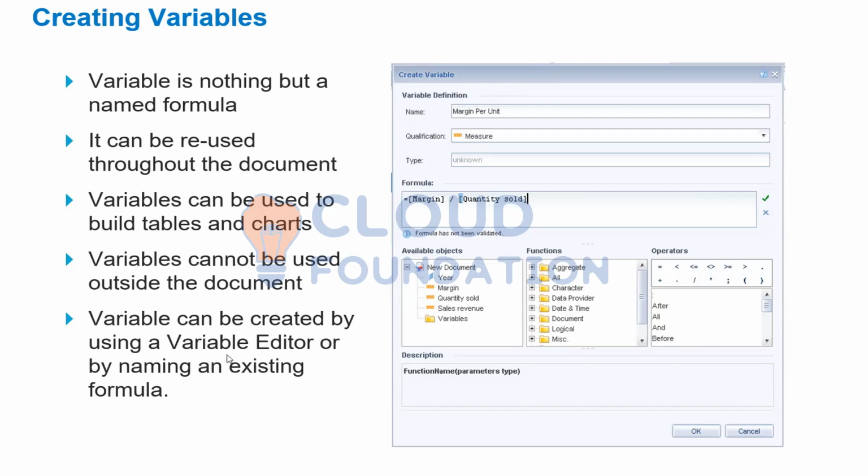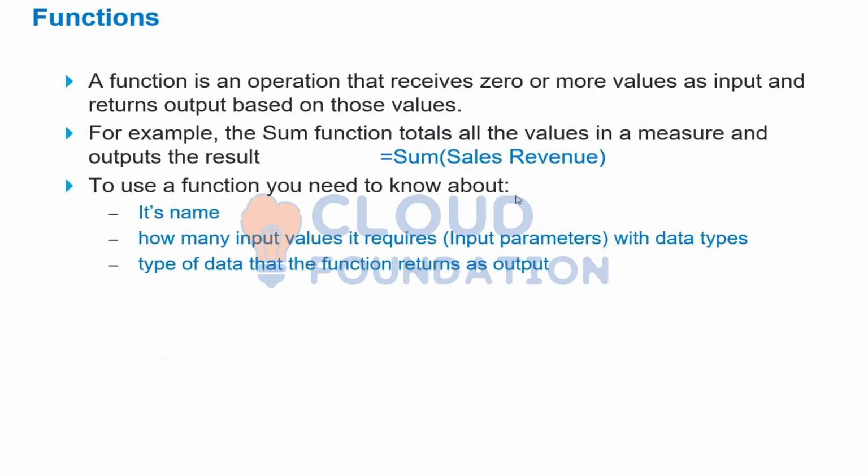A variable can be created by using a variable editor or by naming an existing formula. We'll write some formula here, name it, and say whether it is a dimension or a measure. We can use all these functions to write the formulas. These operators also we can use, and we will validate by clicking on this right symbol. If it is correct, it will say that it has been validated. Then we can use it in our reporting.